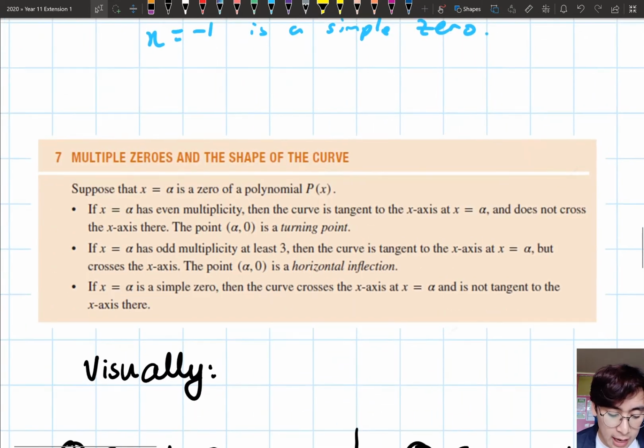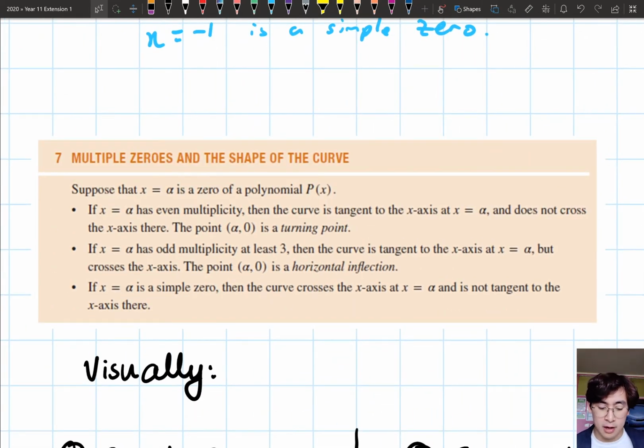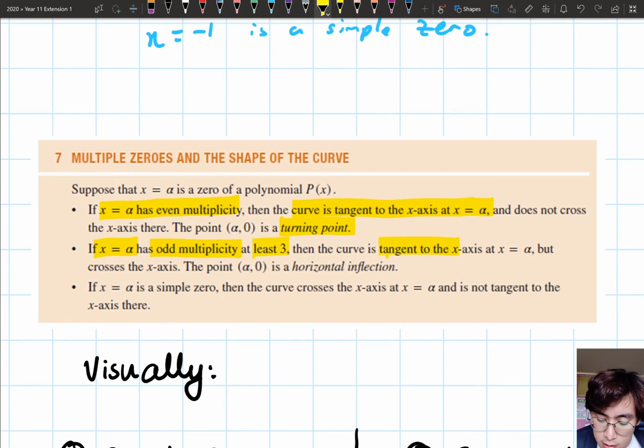So here, suppose x is equal to alpha is a zero of polynomial p of x. If the multiplicity of alpha is even, the curve is tangent to the x-axis at x equals alpha. It's called a turning point. If the multiplicity is odd, of at least 3, then the curve is tangent to the x-axis at alpha but crosses the x-axis, and it's a horizontal inflection. And a simple zero means it crosses. Now, this is a lot of information, and you might want to read through it a few times. It's in that booklet, but I'm going to show you visually what this looks like.